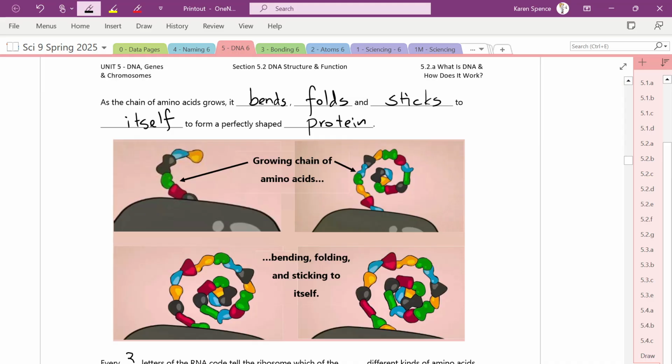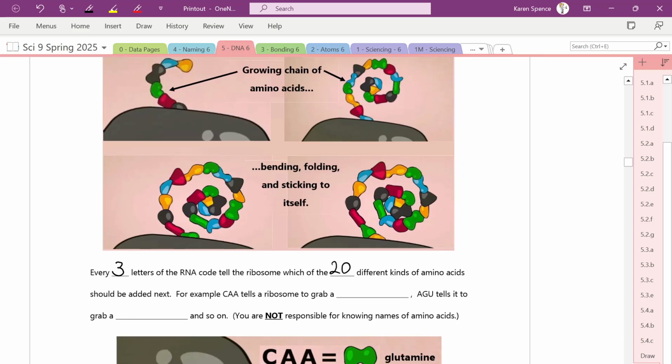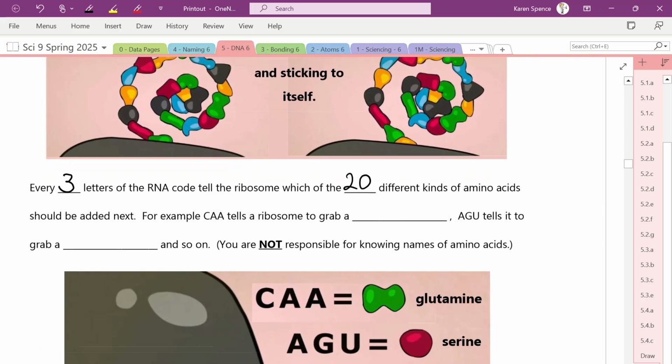Every 3 letters of the RNA code tell which of the how many kinds of amino acids? How many kinds? 20 different kinds of amino acids to be added next. For example, CAA tells the ribosome to grab a glutamine. AGU tells it to grab a serine. And so on. You are not responsible for knowing the names of the amino acids.